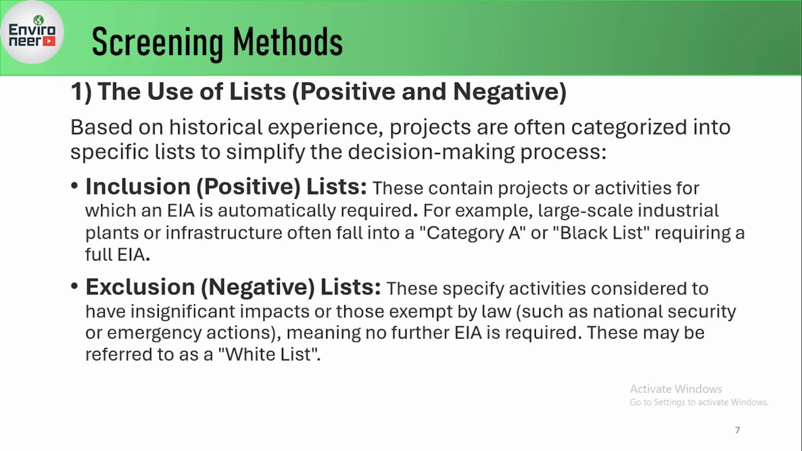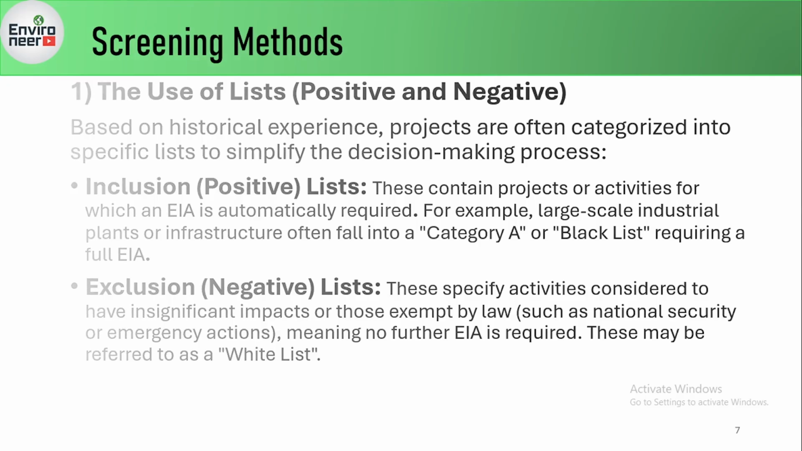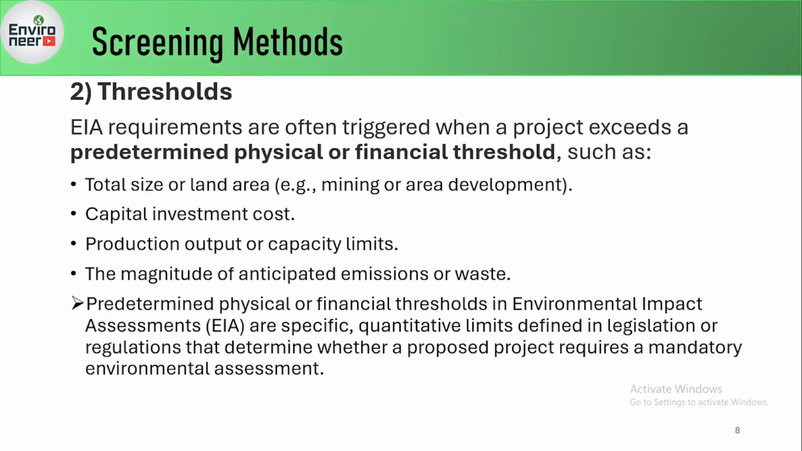The simplest are lists. A positive list, for instance, says that certain high-impact projects, think oil refineries, are automatically in for a full EIA. A negative list does the opposite, exempting projects with virtually no impact, like, say, minor building repairs. Then we have thresholds. These are all about numbers. An EIA might be required only if a project is over a certain size, like a new housing development with more than 500 homes. The danger here, of course, is that developers might design their projects to come in just under that number to avoid an assessment.